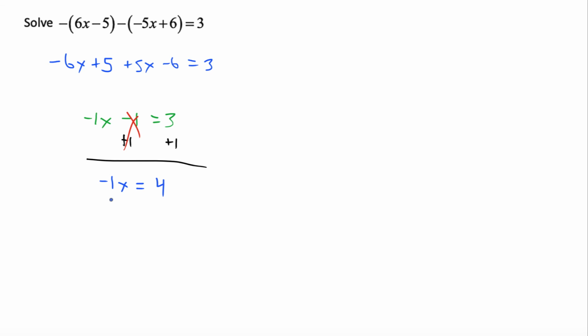So using the division property of equality, we can divide both sides by negative 1. By doing so, negative 1 divided by negative 1 on the left side cancels out, so we're just left with the x. And 4 divided by negative 1 is just going to equal negative 4 here. So this is going to be our final answer: x equals negative 4.